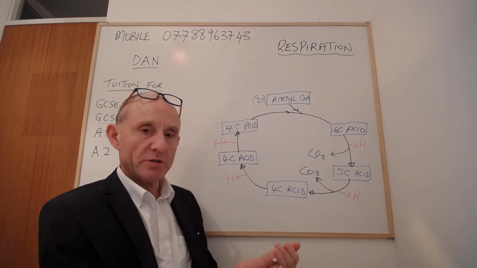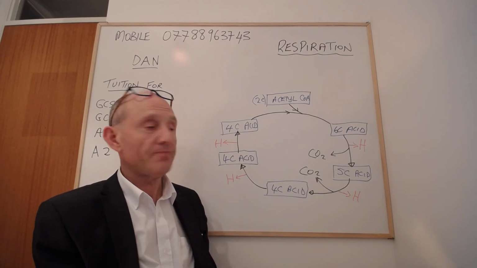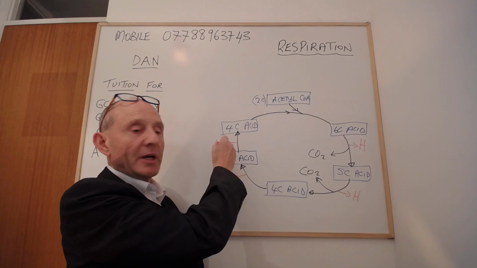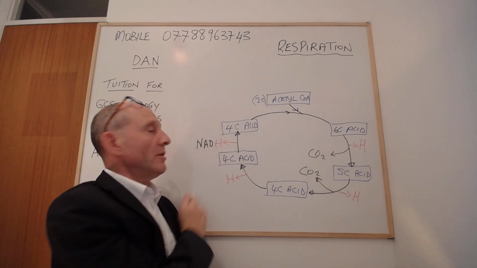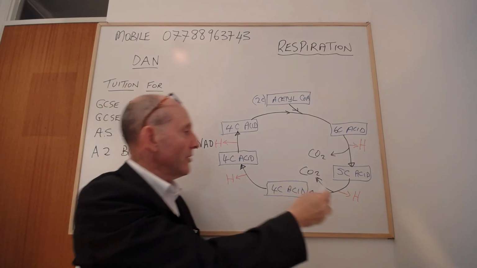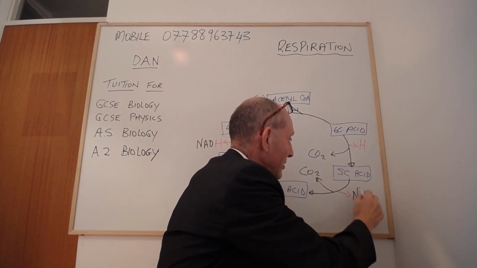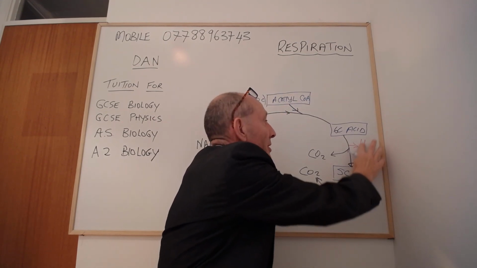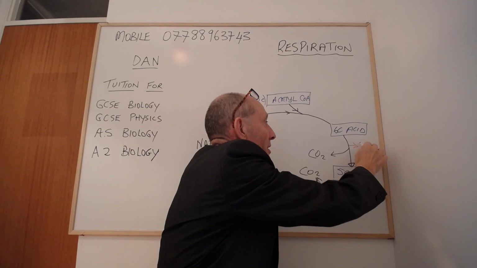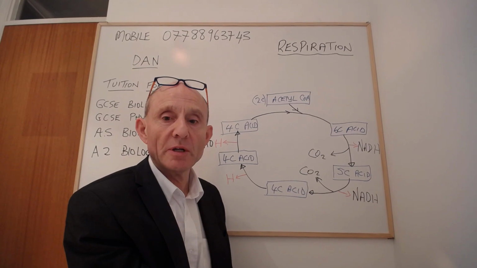Well, those hydrogens are picked up on each occasion by NAD. So this hydrogen is picked up by NAD, and you get NADH. There we are, that hydrogen. And this hydrogen is picked up here, so you also get NADH. There we are. And this hydrogen is picked up by NAD, so you get NADH. Or as I say, I prefer to call it reduced NAD.